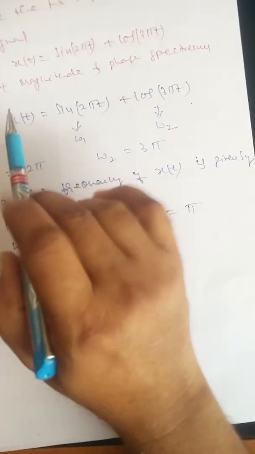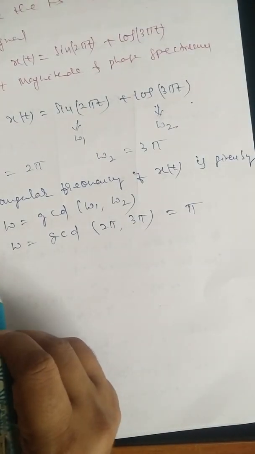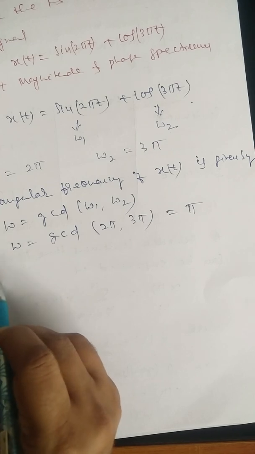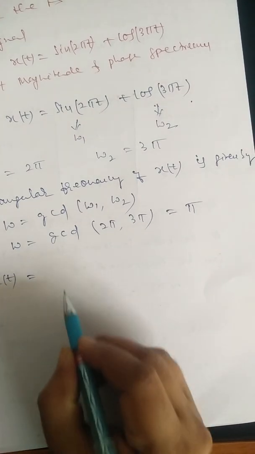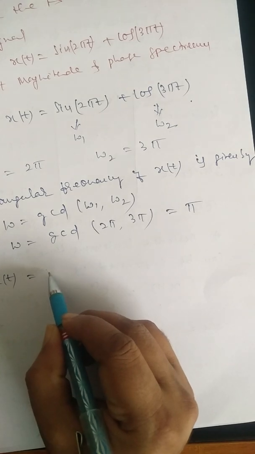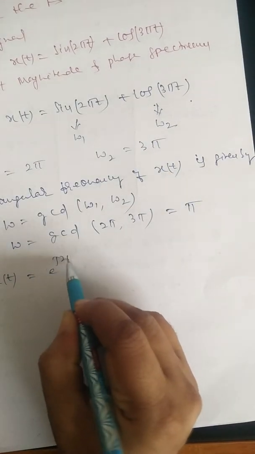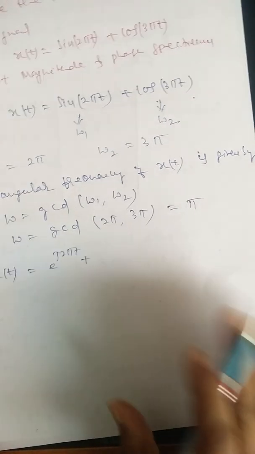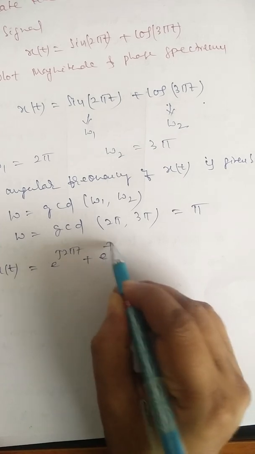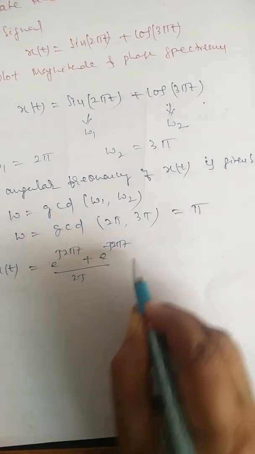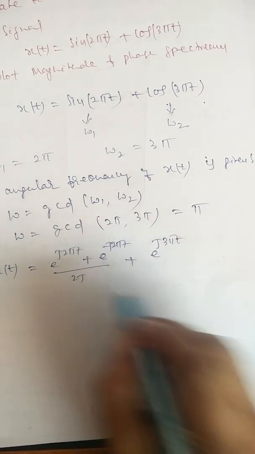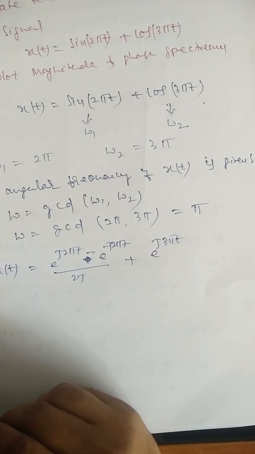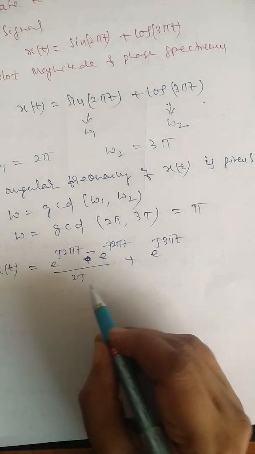Now let us express this x of t in terms of exponential signals. That is equation 1. x of t can be expressed using sin theta equal to e to the power of j theta minus e to the power of minus j theta divided by 2j. That is, sin 2 pi t can be written as e to the power of j 2 pi t minus e to the power of minus j 2 pi t, whole divided by 2j.